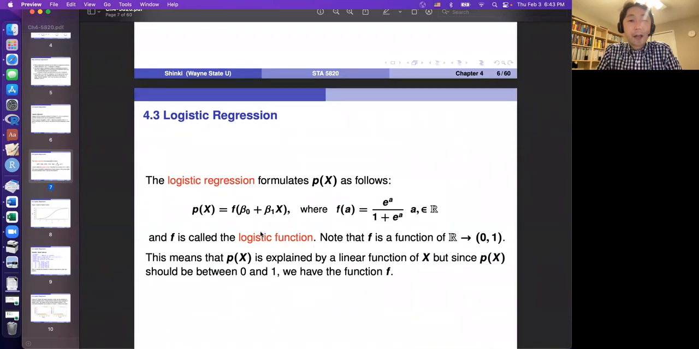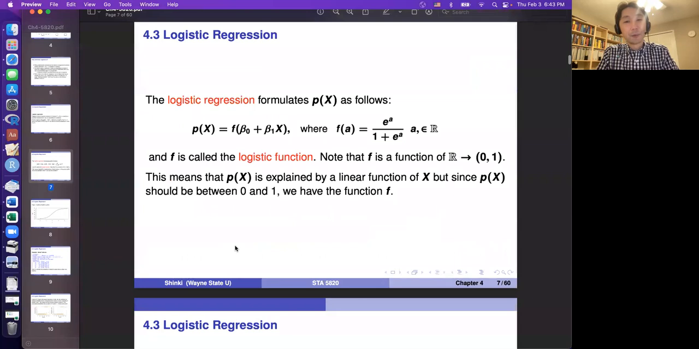So that's the point. Our idea is that p of x is f of beta naught plus beta 1 x. If the predictor value is larger and beta 1 is positive, then the probability is higher. So we can model the relationship between the probability of y equal to 1 and the x value in this way. If we don't have this function f, then the probability goes beyond 1 or less than 0. That is not a reasonable model, but this is a reasonable model to predict a probability.